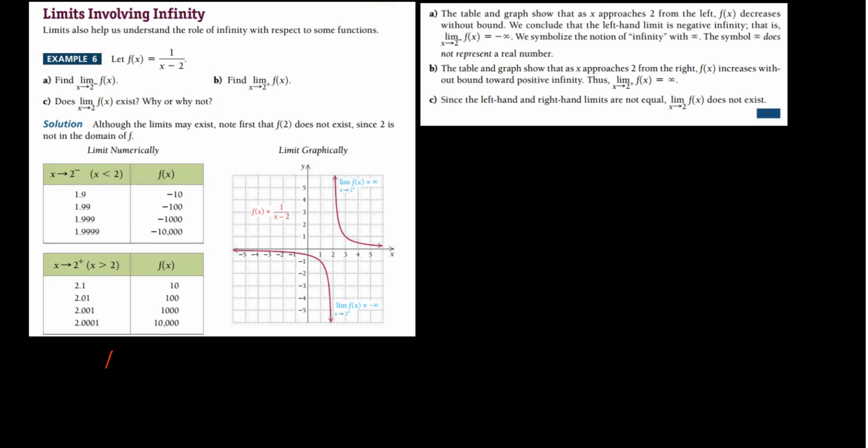The first method right here would be doing it algebraically, and the second method here would be doing it graphically. So let's go ahead and look at the algebraic method. We've done it a lot already today, but let's look at it again.